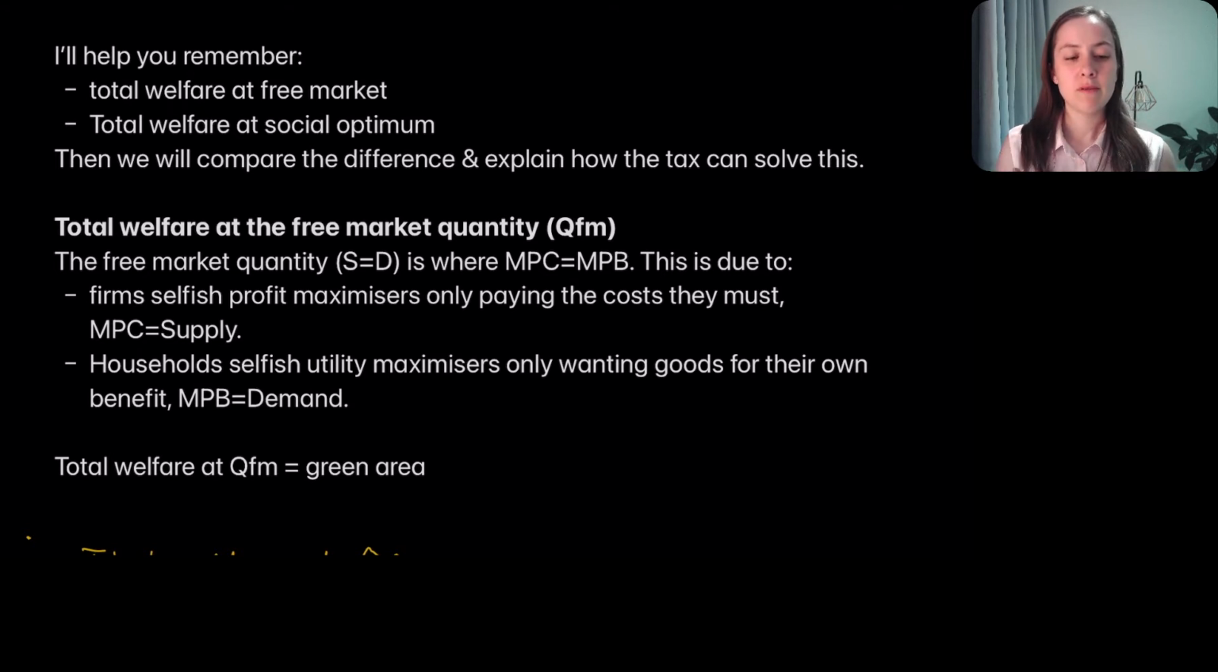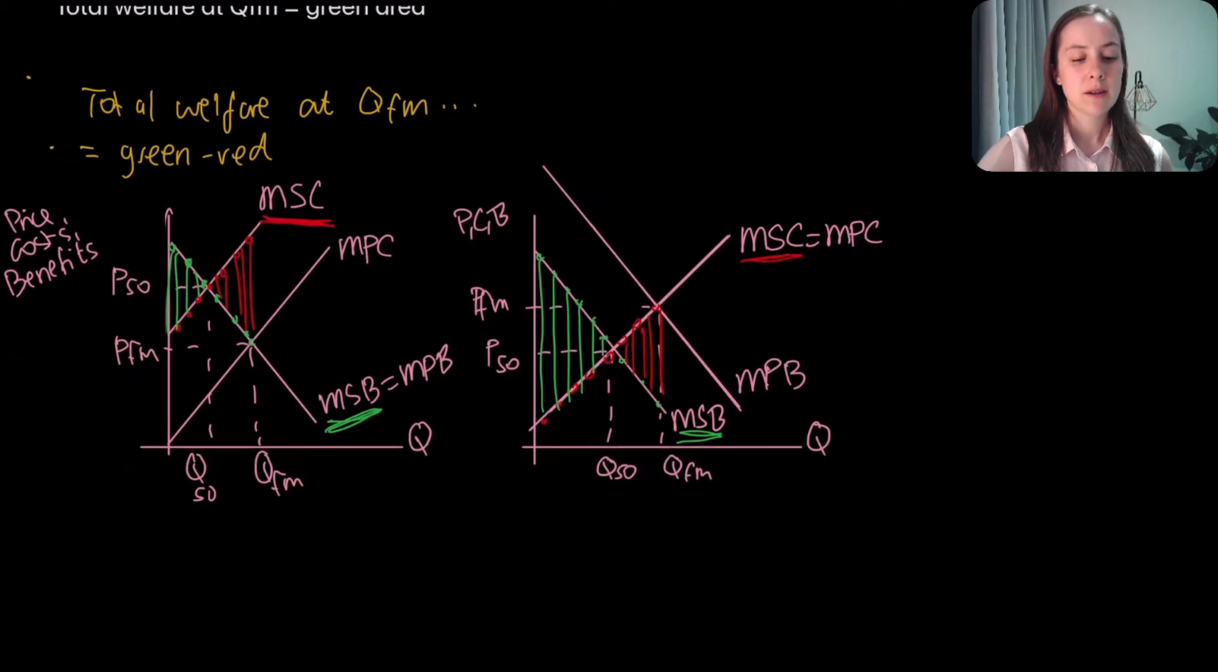Okay, to prove the idea that total welfare is not maximized at QFM, let's refresh the idea, and then we're going to look at how a tax can help out with that. So if you want to produce or consume at QFM and you have negative externalities, the total welfare is a little trickier. It's going to be the sum of the green area plus the red area. What I've done, I've added up all the MSBs minus all the MSCs. And up until QSO, the marginal social benefit was higher than the marginal social costs.